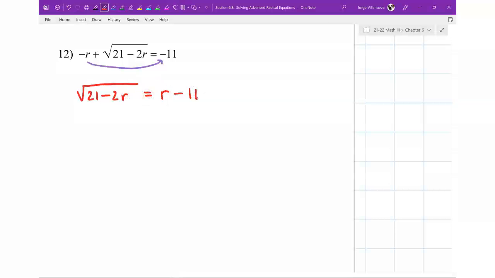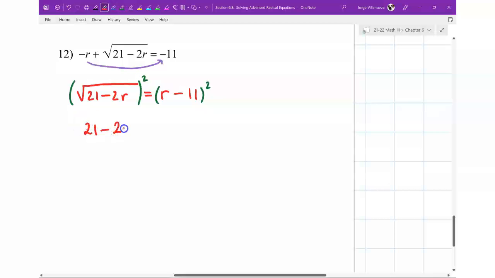Now, just like every other problem, we square both sides, right? I mean, we're not changing the steps. They're always the same steps. It's just you may have to work a little bit more in each one. On the left side, you're going to write 21 minus 2r. On the right side, well, we get to do a little bit of scratch work, right? So let's see. The scratch work for r minus 11 squared is r minus 11 times r minus 11.